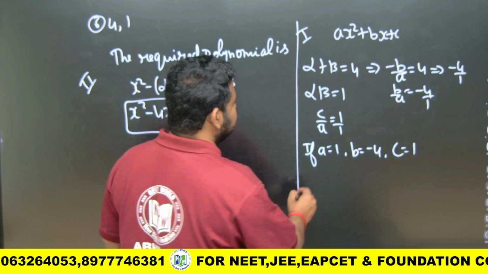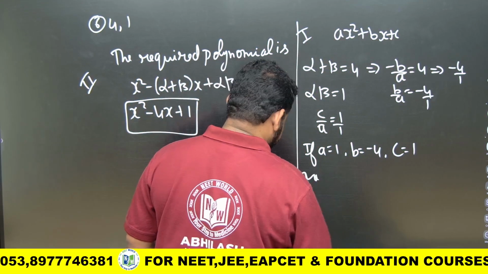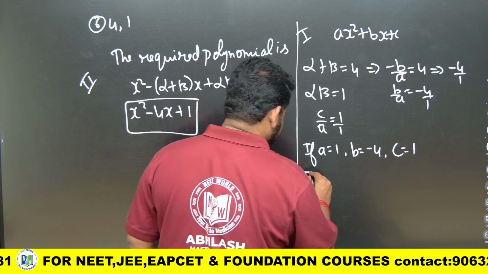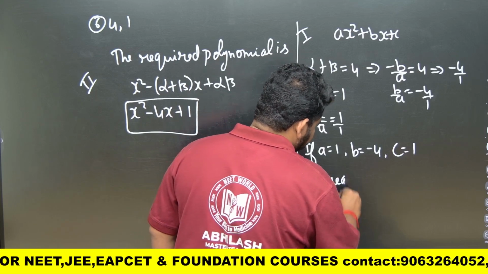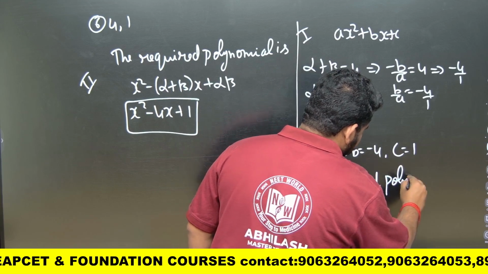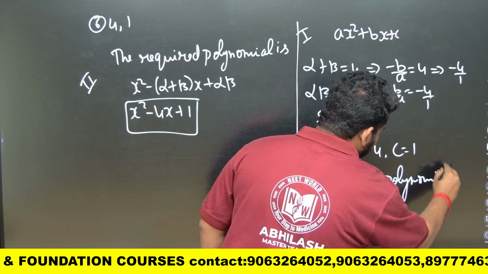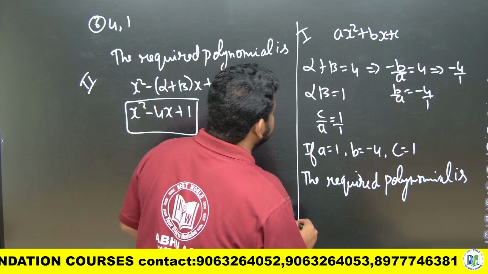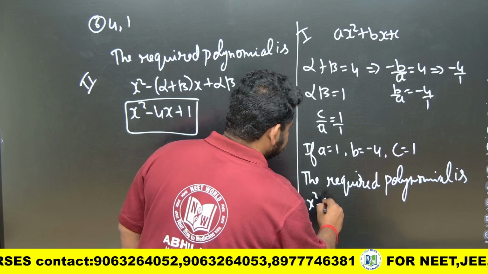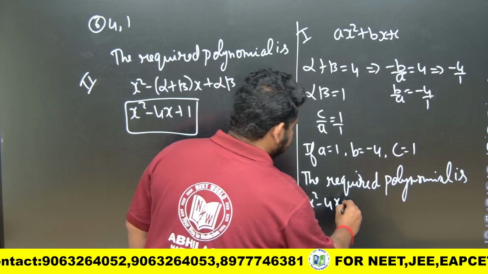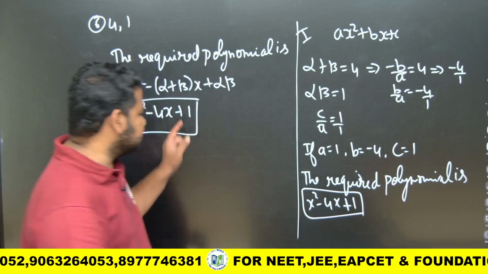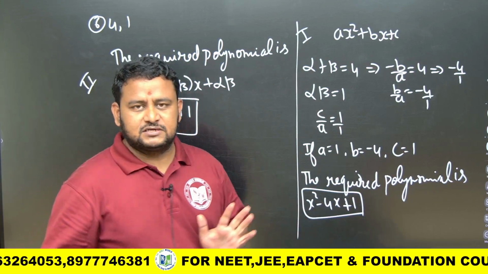The required polynomial is, with a as 1, x square plus b is minus 4x plus c is plus 1. So the answer is x square minus 4x plus 1. Here also it is x square minus 4x plus 1.